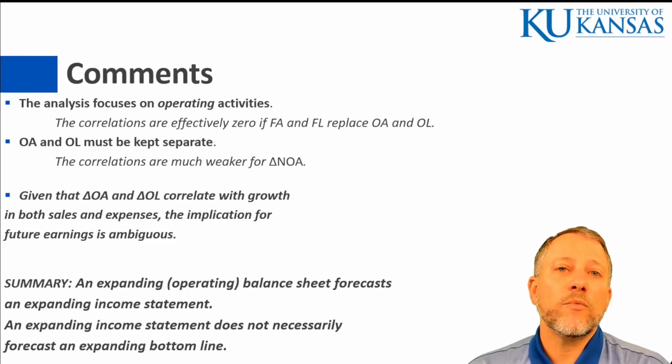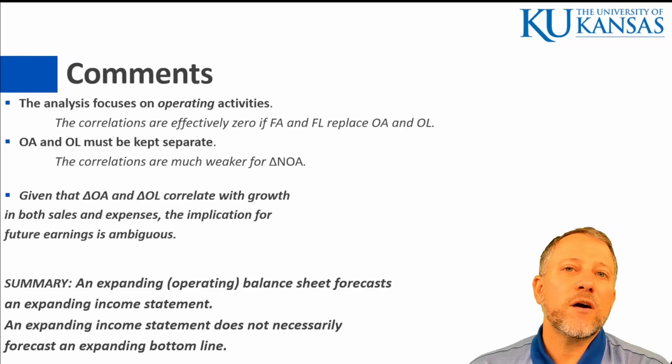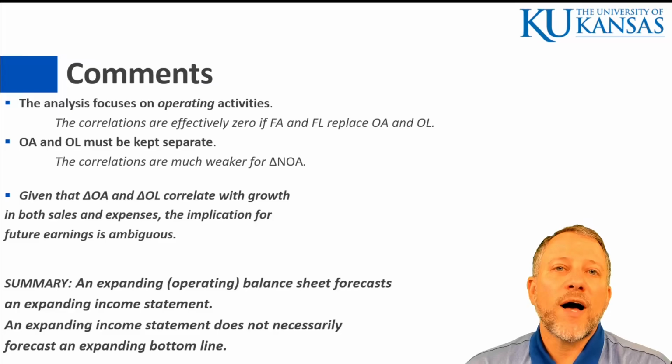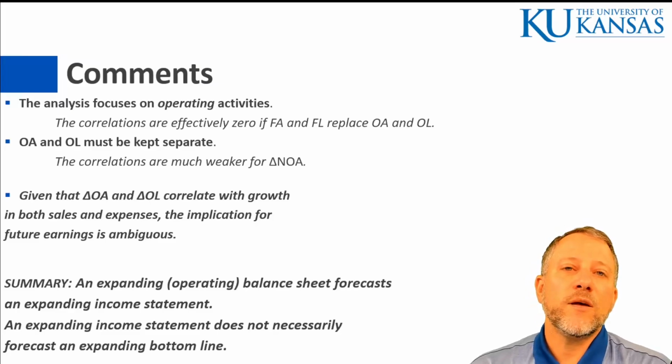It's just growing on both sides. And then that applies to the income statement as well. When we just are looking at growth in sales or growth in expenses, we see a strong correlation. But if we want to look at growth in earnings, we don't know which one of those is going to be larger. If both sales and expenses are growing, we don't know what will happen to the bottom line. So the implication for future earnings is ambiguous.